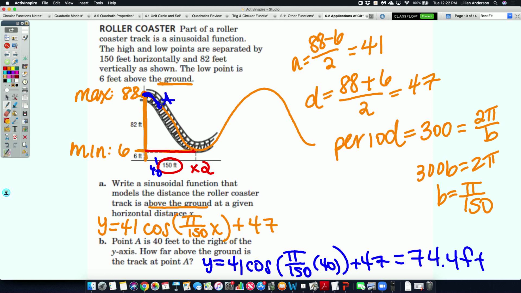But that's how you apply all of our properties from the graphing of sine and cosine and the writing of the equations to apply it to your application problems, okay? The rest of them are on you.